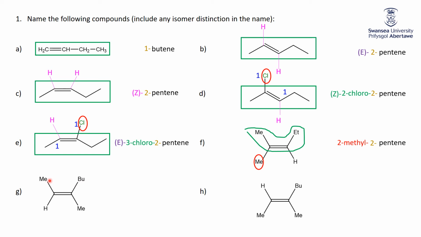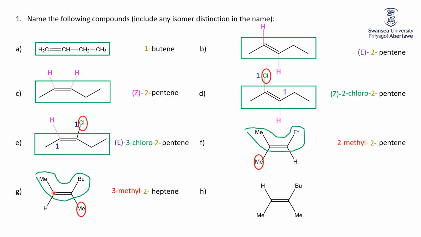Moving to this one, and longest chain, well, methyl is 1 carbon, 2, 3. Butyl is 4 carbons, so it's 1, 2, 3, plus another 4 is 7. So that makes this a heptene. Again, it's a 2-heptene because we start there. Anything not accounted for? Yes, that poor little methyl down there. So that methyl is now on number 3, so 3-methyl-2-heptene.